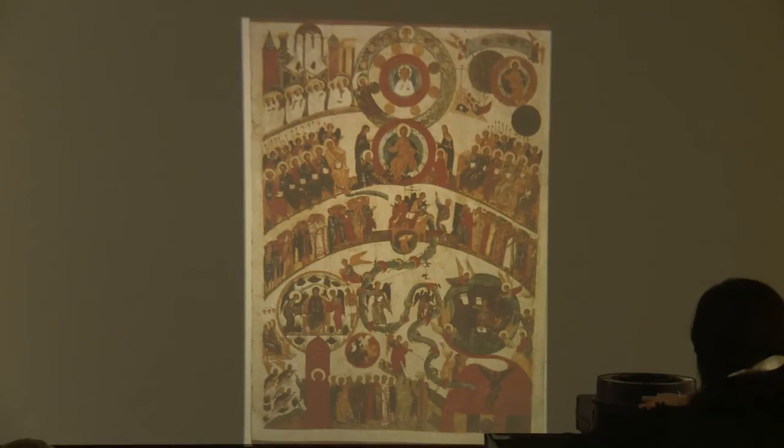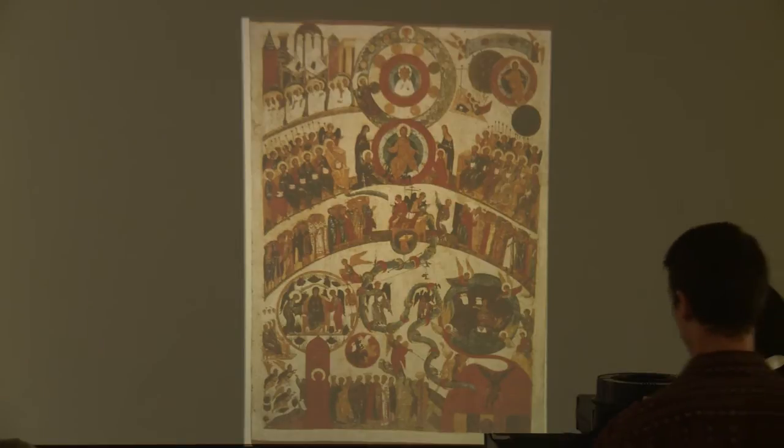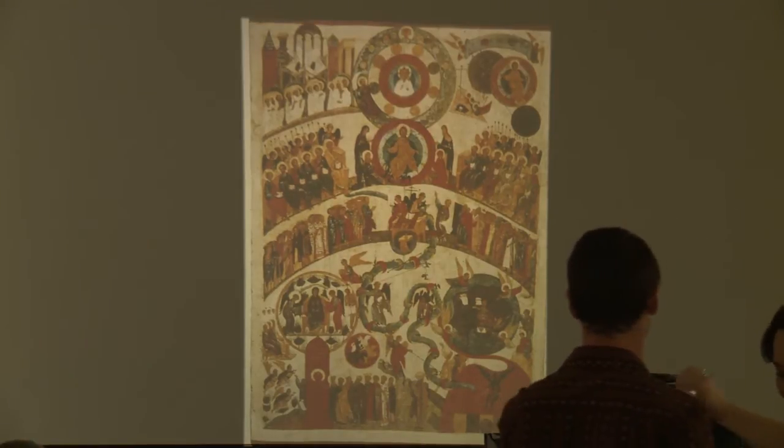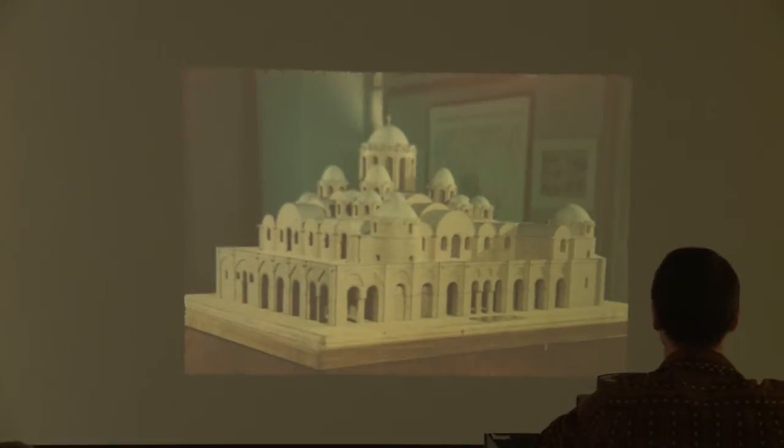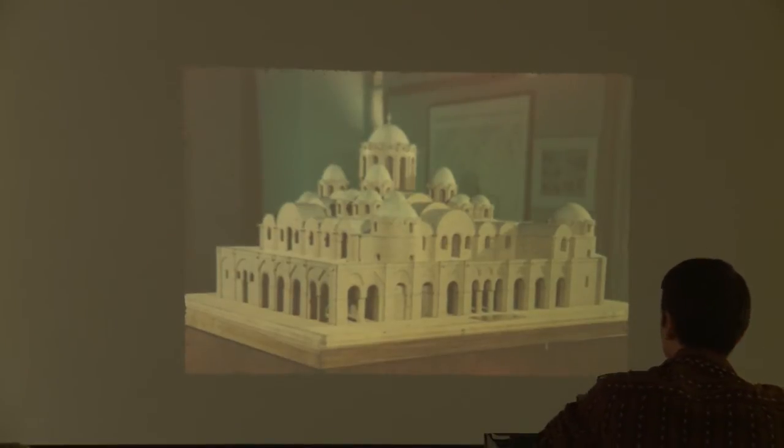So apparently Vladimir must have been a little bit shaken to think that this might be a way to escape punishment in the other world. Next. So he accepted the Orthodox Christian beliefs and ordered an Hagia Sophia built in his territory. This is the model of the church that he commissioned, and that was more than one large dome and two half domes, but it had 21 domes. So they went way overboard. So this gives you an idea of what it originally looked like.